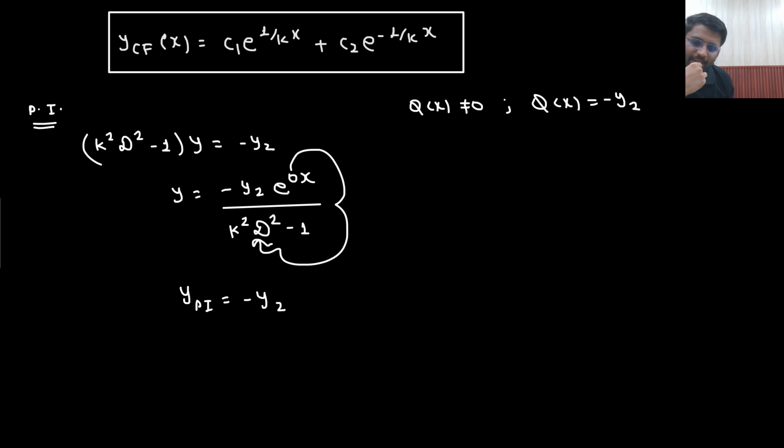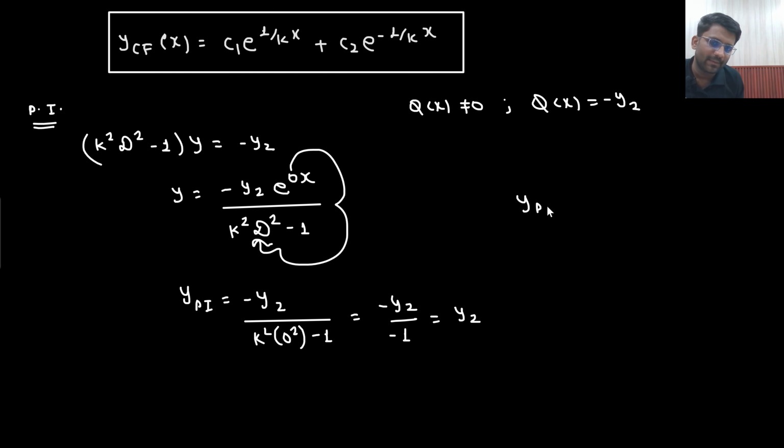The value of y PI is minus y2, e to the power 0x will be 1 only, divided by k square into 0 square minus 1. So what you are getting? Minus y2, k square into 0 square will be 0 only, divided by minus 1. So the answer is coming out to be plus y2. So what is your PI? PI I am getting is y2 only, which is a constant value.